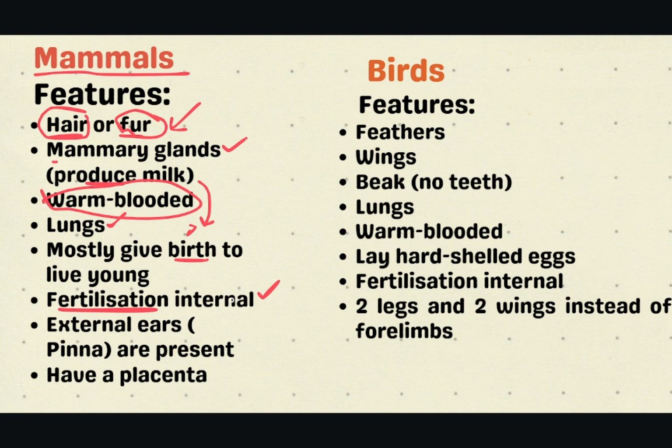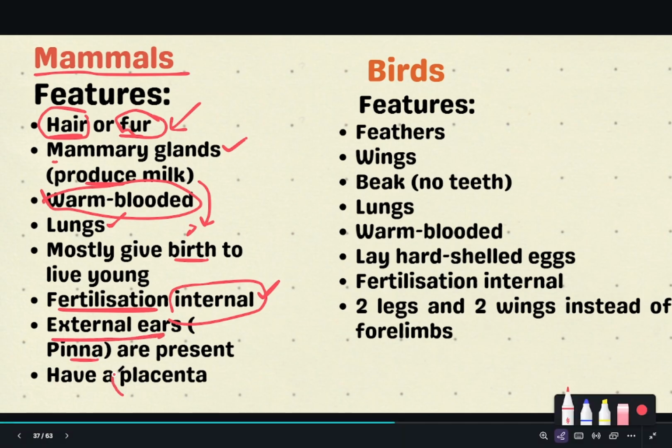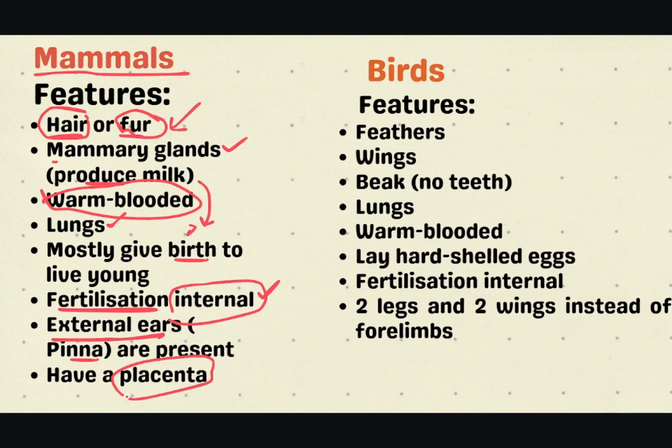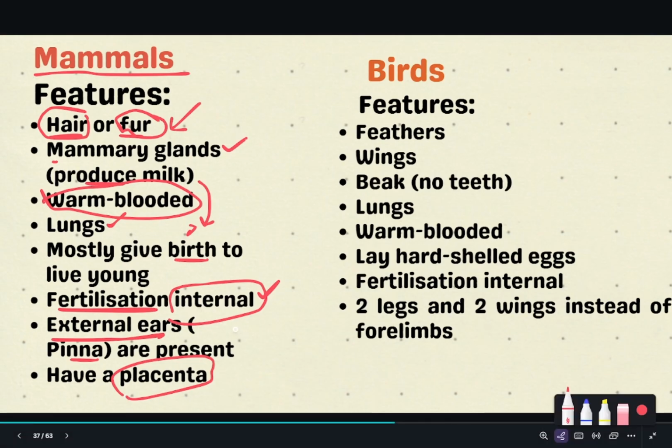This fertilization is usually internal. And then we also have external ears present, which are known as pinna. And we have a placenta. Placenta is a structure that's present inside the uterus when a baby is developing. But again, all of these things are going to be explained in depth in the reproduction chapter. So just know these for now.